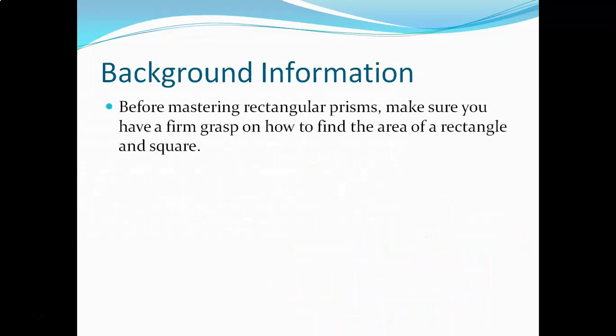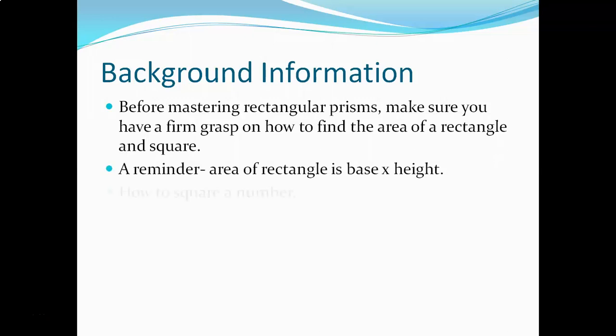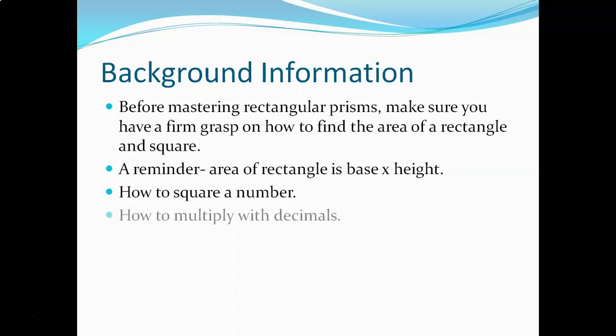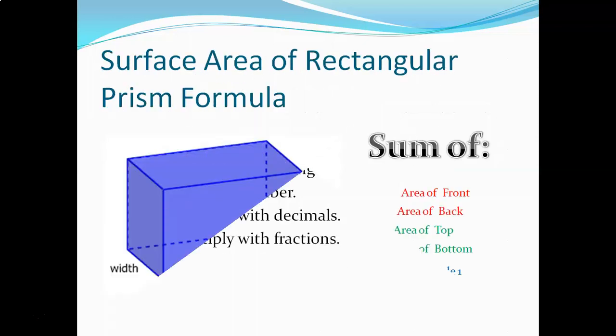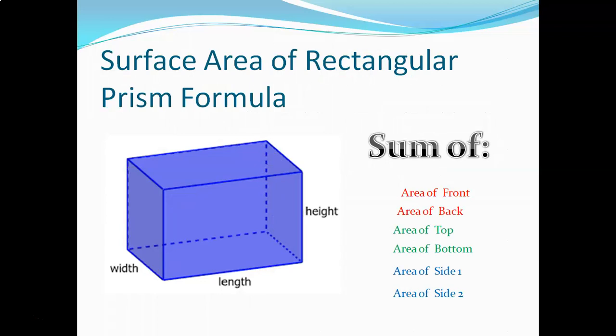So, some background information. Before mastering rectangular prisms, make sure you have a firm grasp on how to find the area of a rectangle and square. And of course, that's just base times height. Or if it's a square and they only give you one side, just square the side length, or multiply it by itself. Also, be ready to work with decimals today. Be ready to work with fractions today. We did that back in October, November, December. You should know what you're doing there.